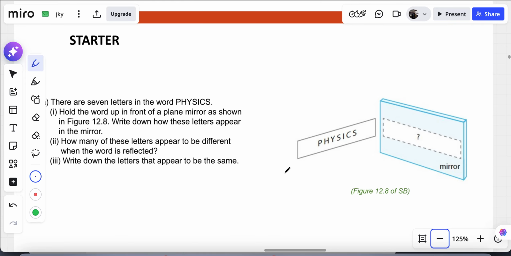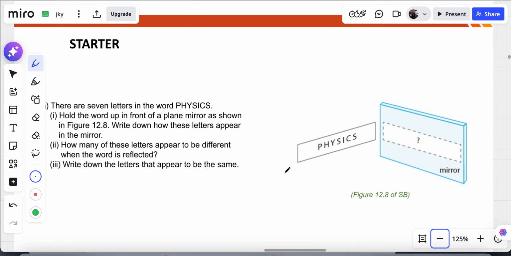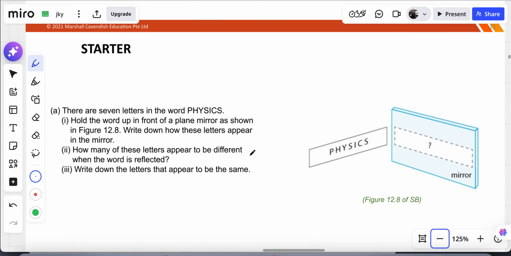Now let's take a look at this. What do you mean by laterally inverted? You see the word physics. There are several letters in the word physics. 1, 2, 3, 4, 5, 6, 7. No wonder, physics is a seven-letter word. You know, seven-letter words are powerful words. Okay, I'm just joking. So now how will it be on the mirror?